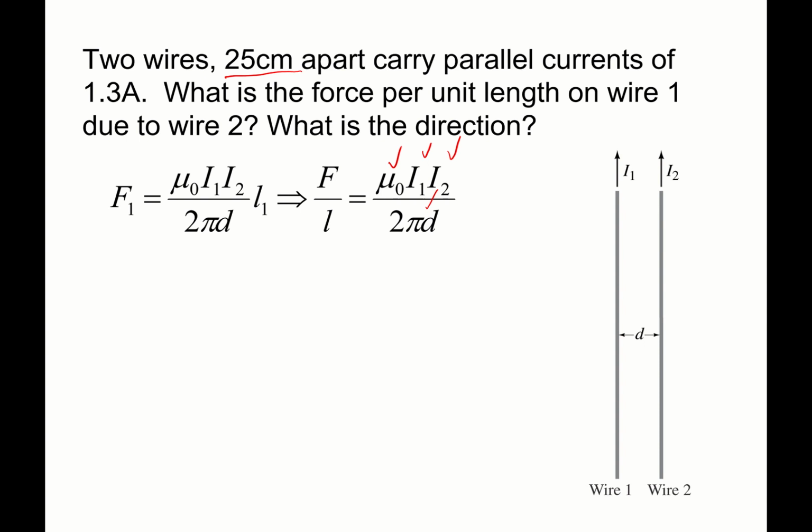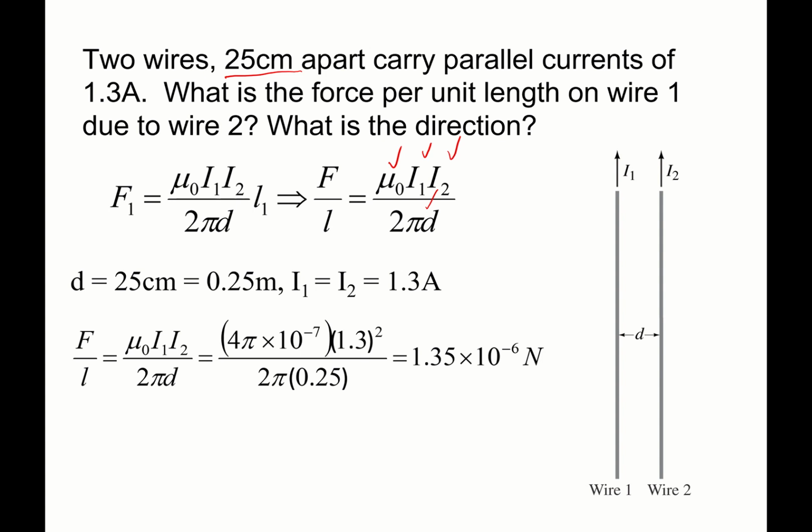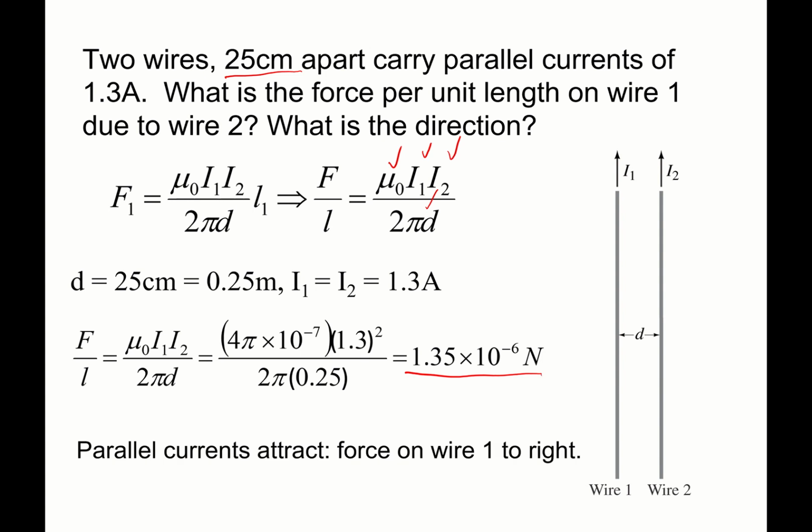So all I have to do is put my numbers in there. So F over L is mu0, 4 pi times 10 to the minus 7, times the current squared over 2 pi times 0.25. And I get 1.35 times 10 to the minus 6 newtons. What's the direction of the force? Well, if you look at the picture, the currents are in the same direction, so parallel currents attract each other. So the force on wire 1 is towards wire 2. Force on wire 2 is towards wire 1.